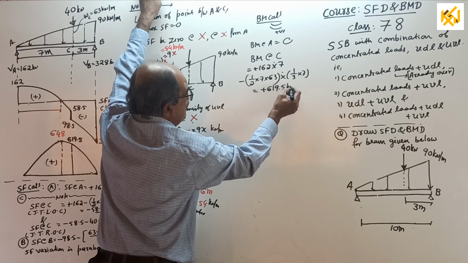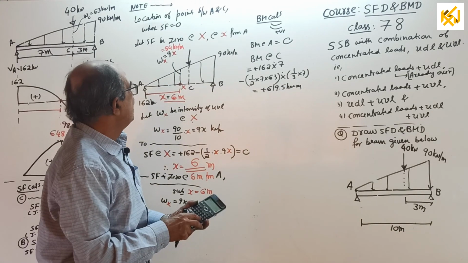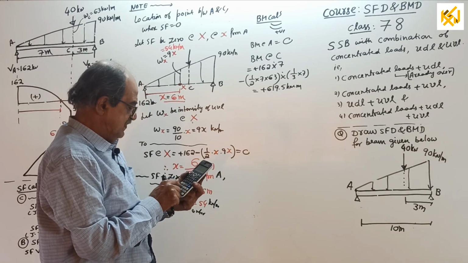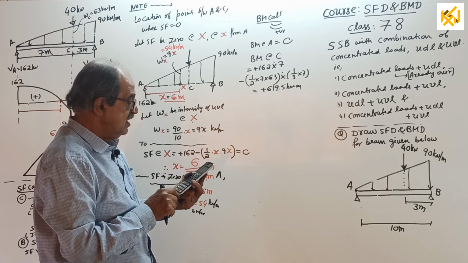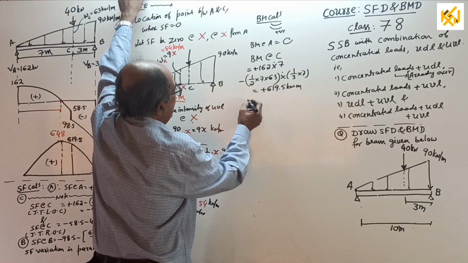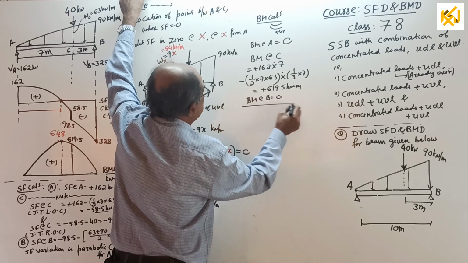Okay, 1 minute, let me check also, because if something is wrong. Half into 7 into 63 into 1 by 3 of 7. That one is subtracted from 162 into 7. Yes, 619.5 kilonewton meter. Now, our bending moment at B equal to 0. All standard points are over.